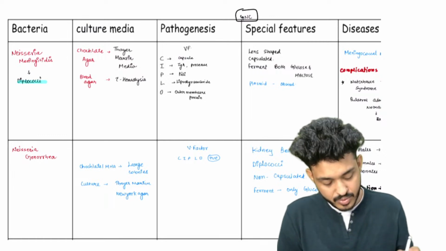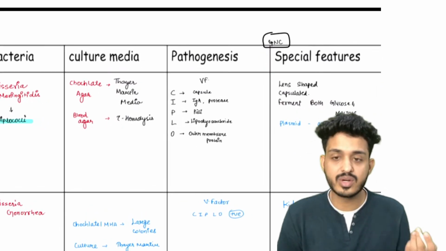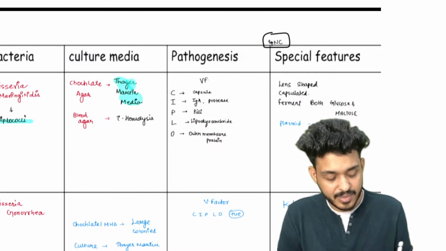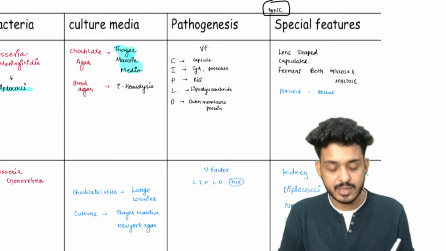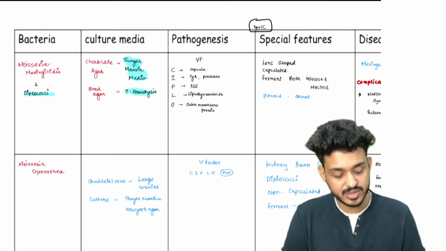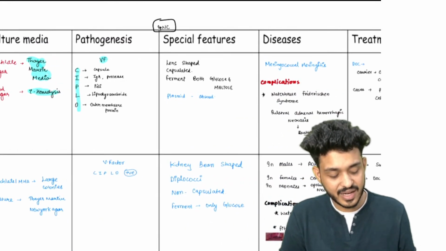Both of them are diplococci. Okay, this is your meningitis. First thing, what is the agar that we are using? That is your Thayer Martin media. Thayer Martin media, we can use it for both. Second thing, on blood agar it will be showing gamma hemolysis. Again, gamma hemolysis will be partial hemolysis.